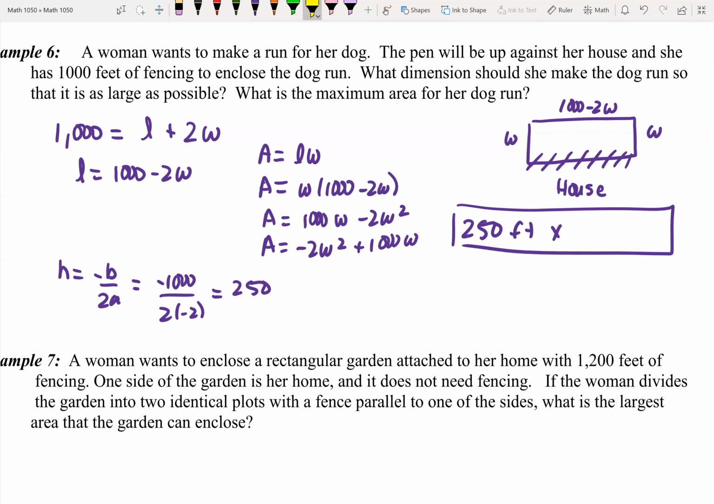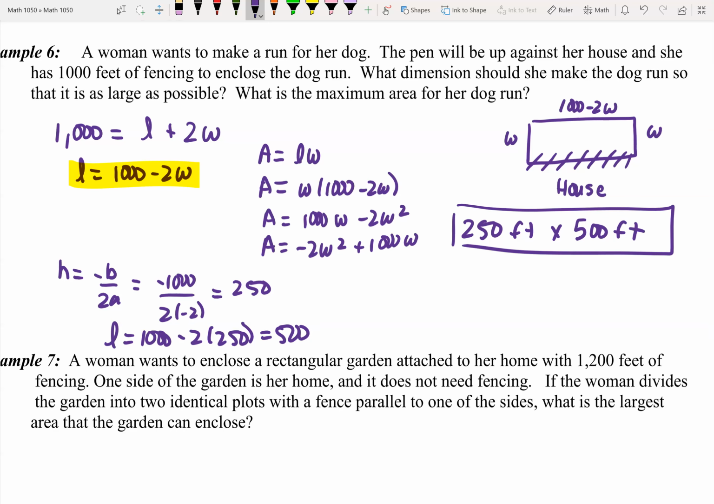Go to the length formula, and you have to show work for this. Some of you are slacking a little in the work area, and they will eat you alive on the midterm and the final if you do that. So don't do that, okay? So length equals 1,000 minus 2 times 250, which is 500. So my dimensions are 500 feet by 250 feet.